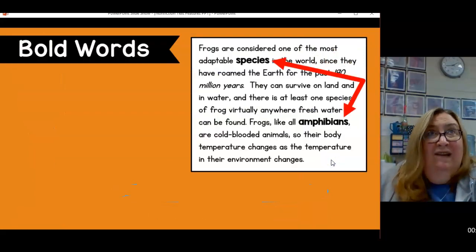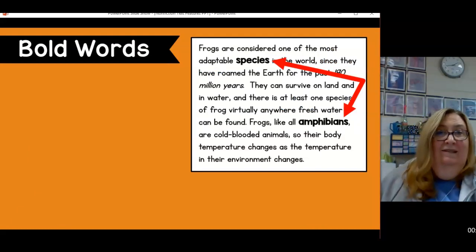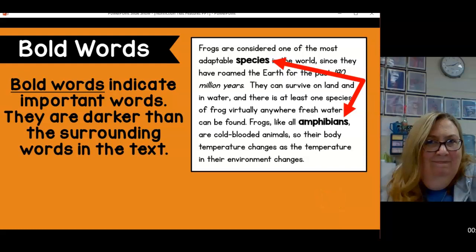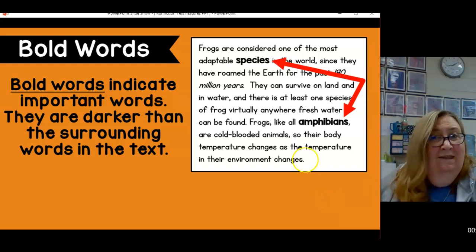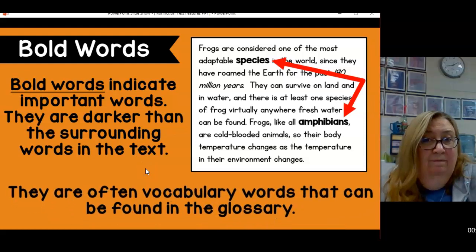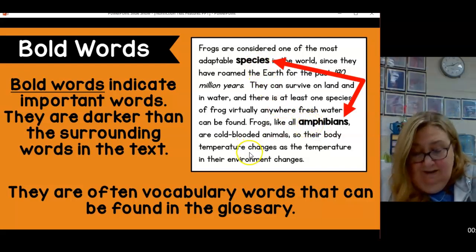Now let's talk about words actually in the text, not in front of or before, but in the text. We have these words that automatically look different. I believe that they're important because somebody has taken the time to make them darker than all of the words around them. We call that bold. They're often vocabulary words, and if I have a book with a glossary, these are often the words that can be found in the glossary.